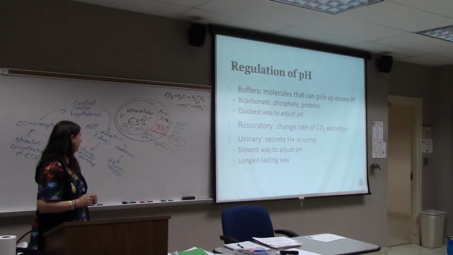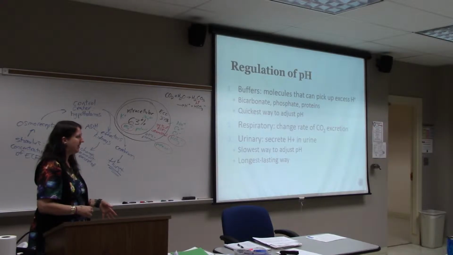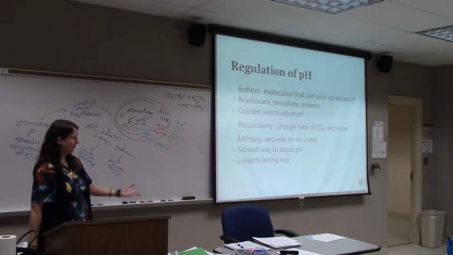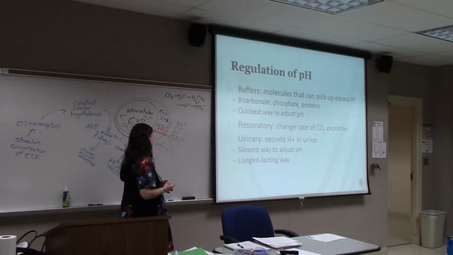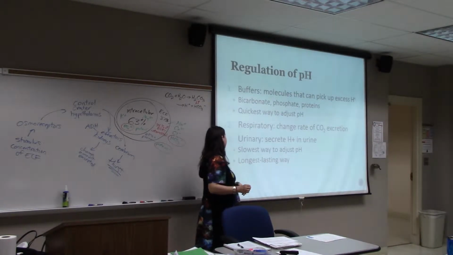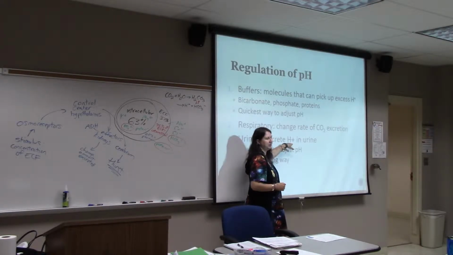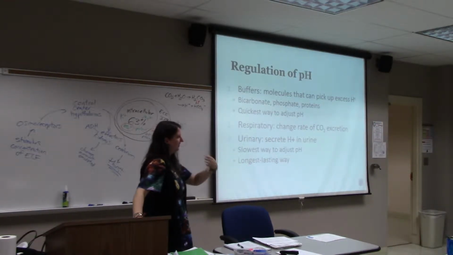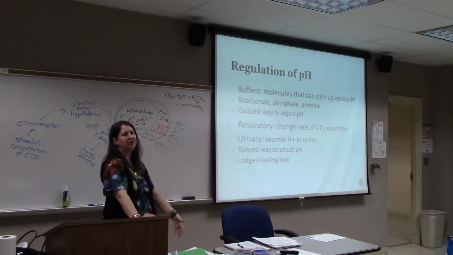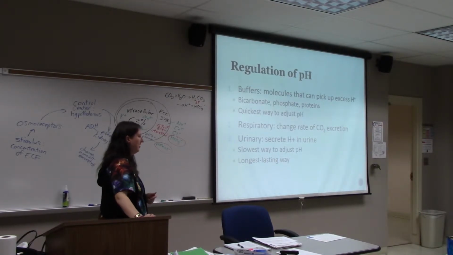And then the last is the urinary system. This is the slowest way to adjust the pH, but it can handle larger volumes and make a longer lasting difference. The kidneys can adjust how much hydrogen they secrete in the urine. The more they secrete, the more acid you get rid of, your pH goes up.